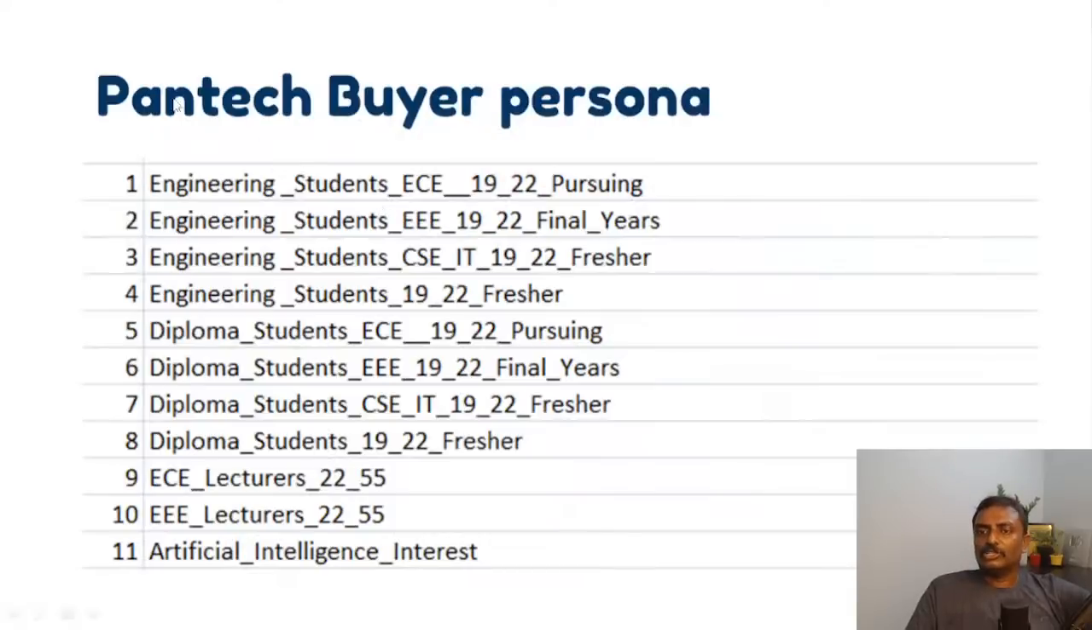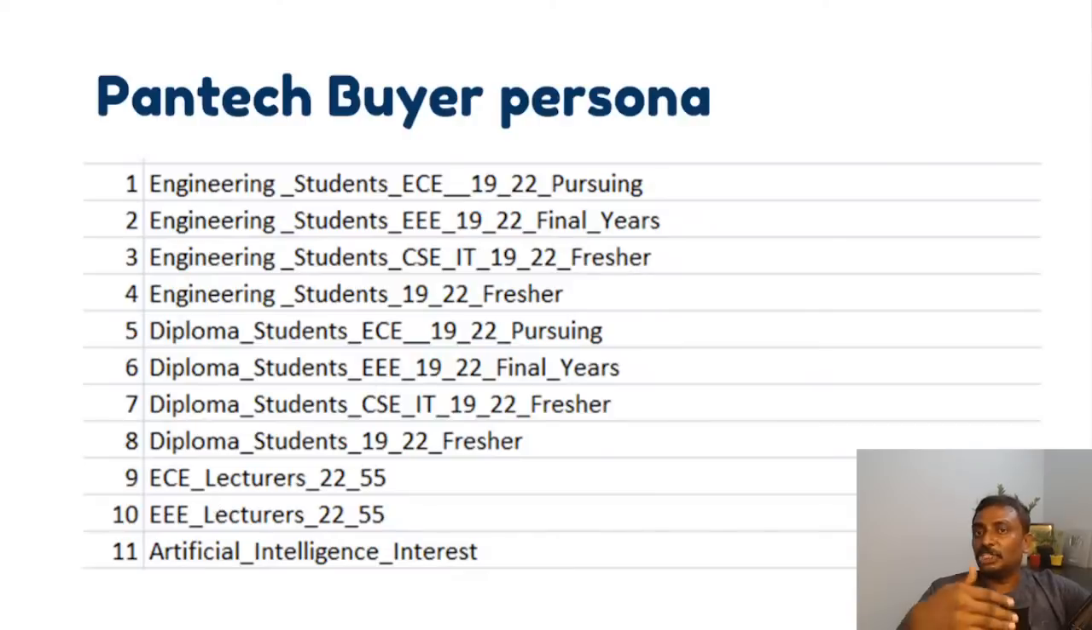Dream 20. So at Pantech, for buyer personas, I'll give you a rough idea, we have approximately 260 plus buyer personas. They are categorized into groups, such as ECE students from the age group of 19 to 22 who are currently pursuing, so that is one buyer persona category. The other category is engineering students aged 19 to 22 who are in their final year, because we have a different product for this buyer persona. We have a different product for freshers, and for lecturers we have a different product.